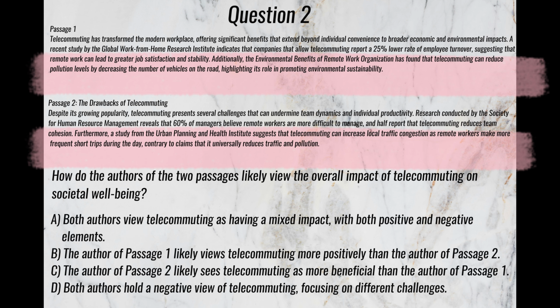Choice A proposes a mixed impact view, which might sound plausible, but doesn't reflect the clear stance each author takes. Choice B suggests the first author views it more positively, and the second sees it negatively, which is exactly what we observe. Choice C flips our observation, and choice D misguides us into thinking both authors view it negatively. What's your answer here? Pause and reflect. The correct choice, choice B, really captures the essence of how both authors diverge in their viewpoints based on their interpretations.